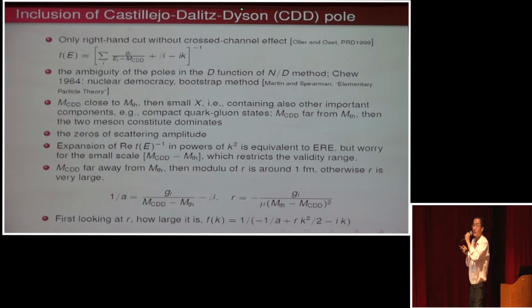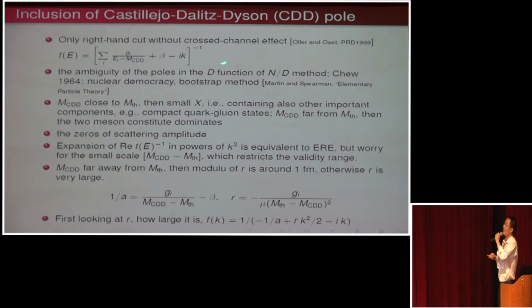This is done by Dyson, because the CDD pole is very important to distinguish elementary and composite particles. If the CDD pole is very close to the two-body threshold, it will result in a very small compositeness. In this way, we will see that it contains many other important components, like compact quark-gluon states. If the CDD pole is very far from threshold, you will get a large compositeness, like 0.8 or 0.9, as we showed before. Then it means it contains a large portion of two-meson constituents.